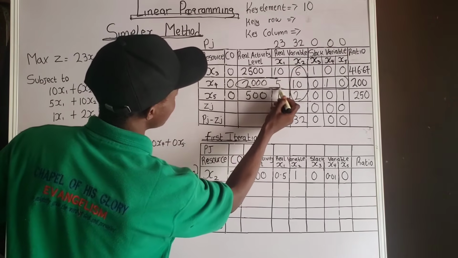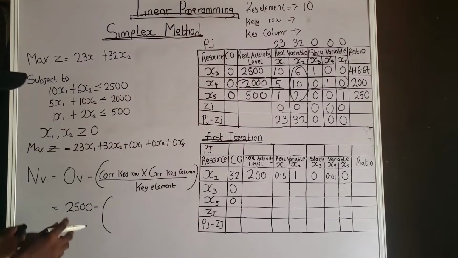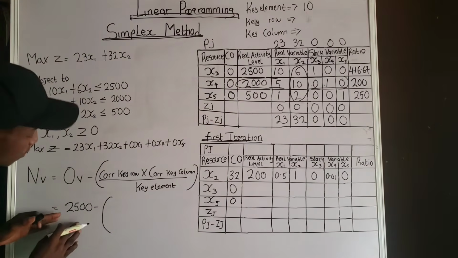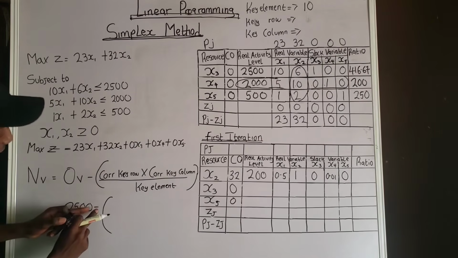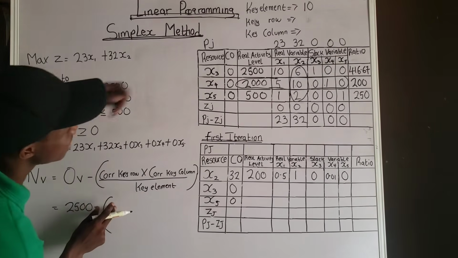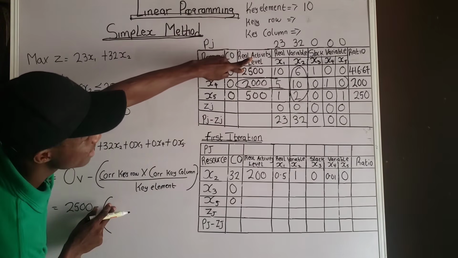The circle extends to this place. You understand what I'm saying? So, okay, let's proceed. To get the new value of 2500, we're going to have 2500 minus the corresponding key row element. This is the new value that we're going to get. The corresponding key row element is what?